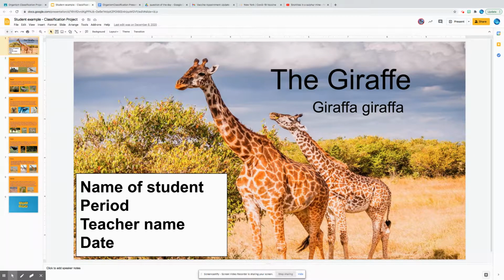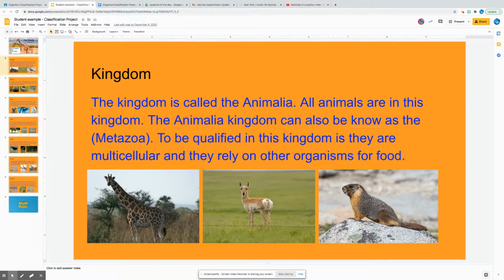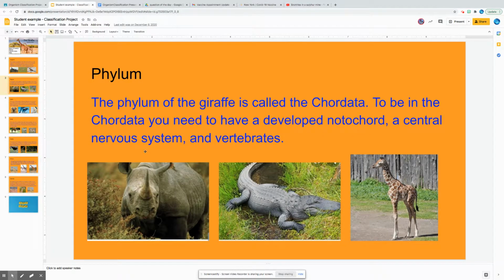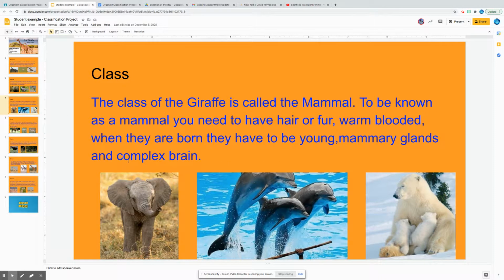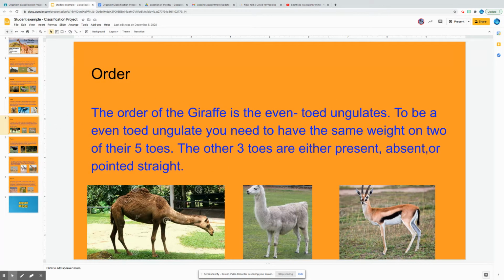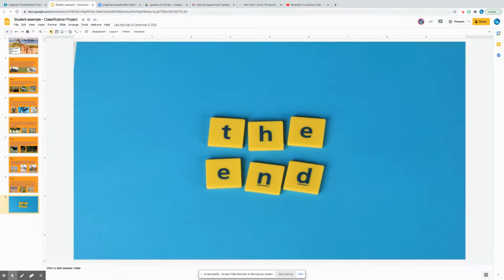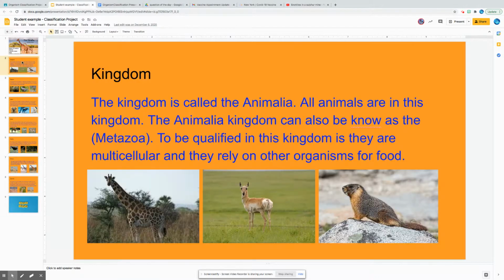And then the date. Here's the kingdom level, a nice explanation, 3 pictures. Phylum, nice explanation, 3 pictures. Class, nice explanation, 3 pictures. Order, nice explanation, 3 pictures, and so on and so forth. And then finally, we're at the end. Okay, so this is a very nice presentation. You can choose any kind of design you'd like.